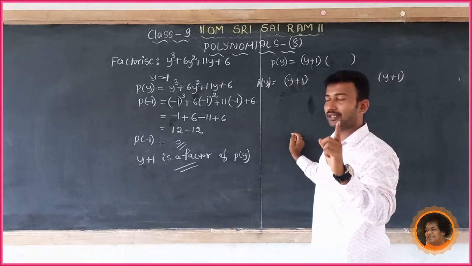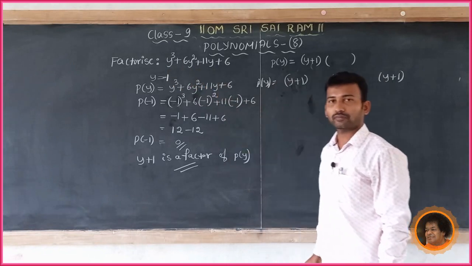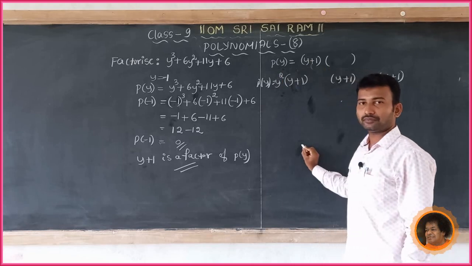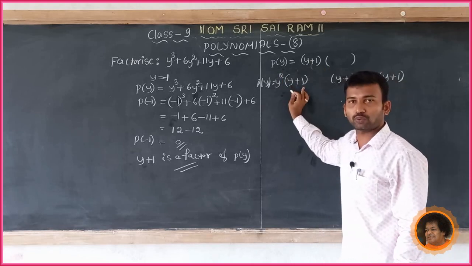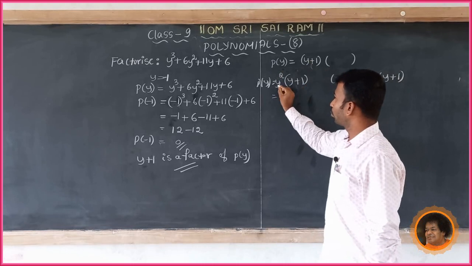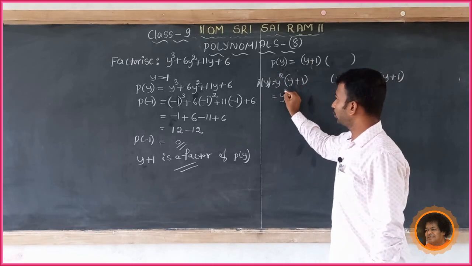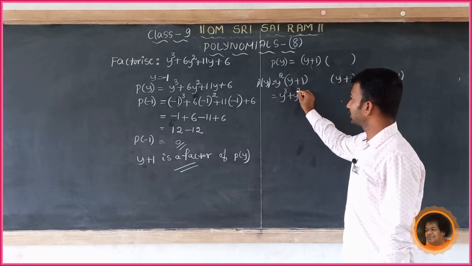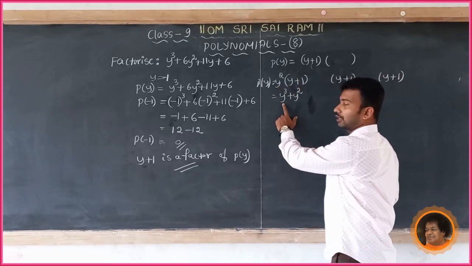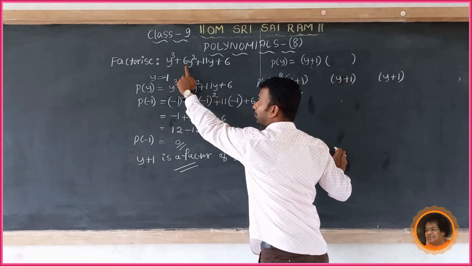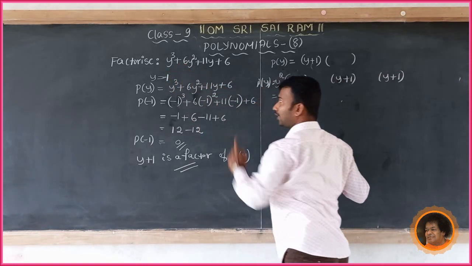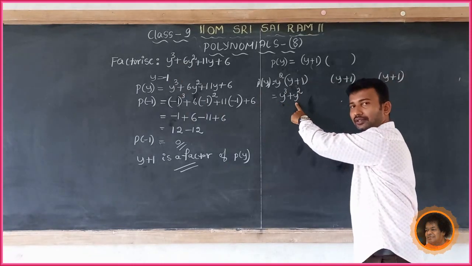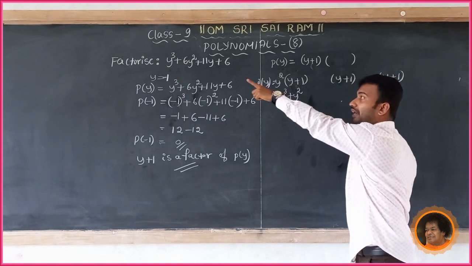By using this expression, how can we find the y cube? Yes, by multiplying y square to this expression y plus 1. y square into y is equal to y cube, y square into plus 1 is y square. Y cube is the first term. What about the second term of this cubic polynomial? 6y square. Just observe here, we have y square, we need 5y square more.